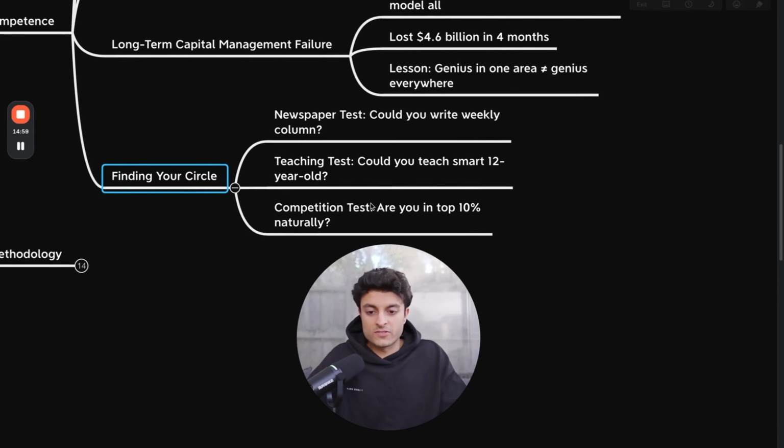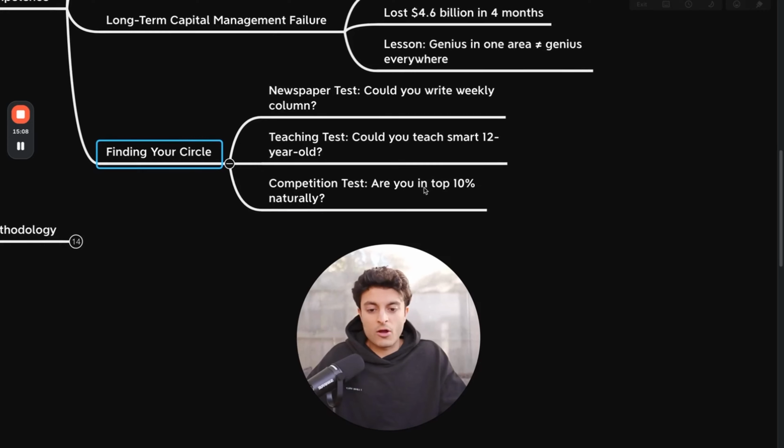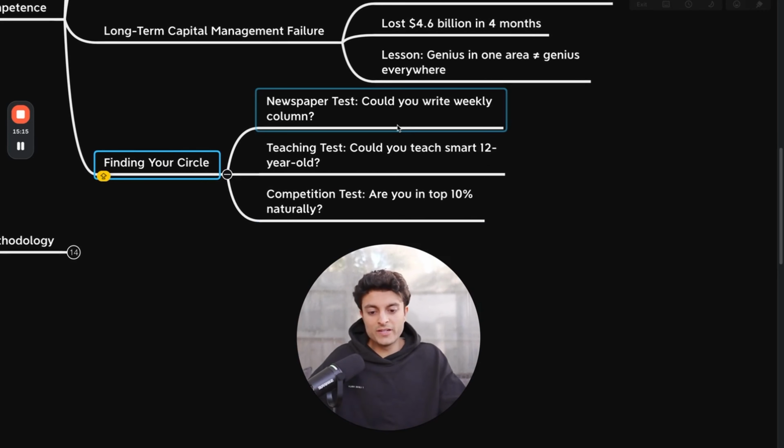Finding your circle. So, newspaper test: could you write a weekly column? Teaching test: could you teach a smart 12-year-old? Competition test: are you in the top 10% naturally? So you can make your own test.